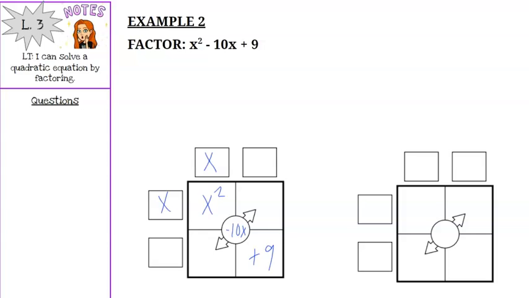And then we have those last 2. So again, we need something that multiplies to make 9, but we also want them to add to make negative 10. Please be mindful of those negatives.